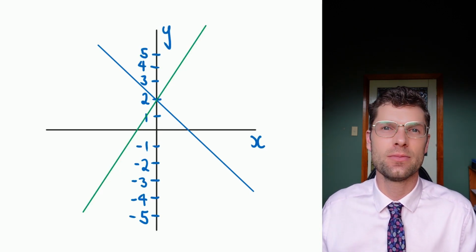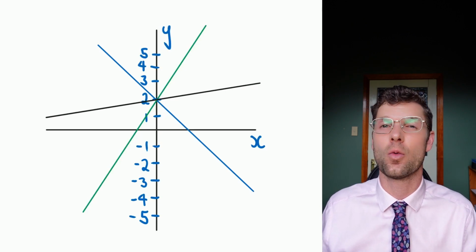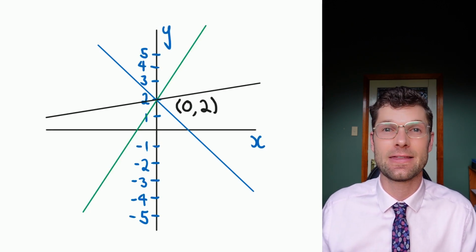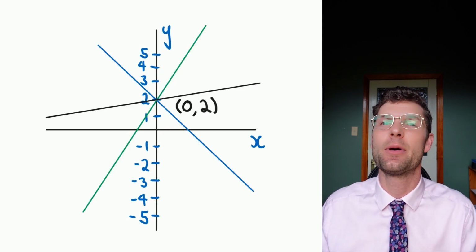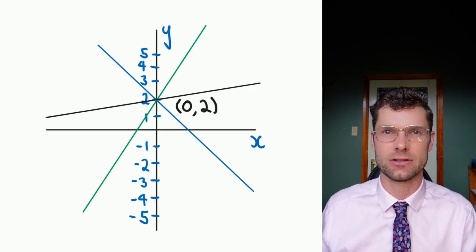Then just to hammer this home, this black line has a less steep gradient than the green line, but again, it's crossing the y-intercept at that y equals 2 point. So all of these three things have the same y-intercept, but look completely different. But it's really important that we know where they cross over.